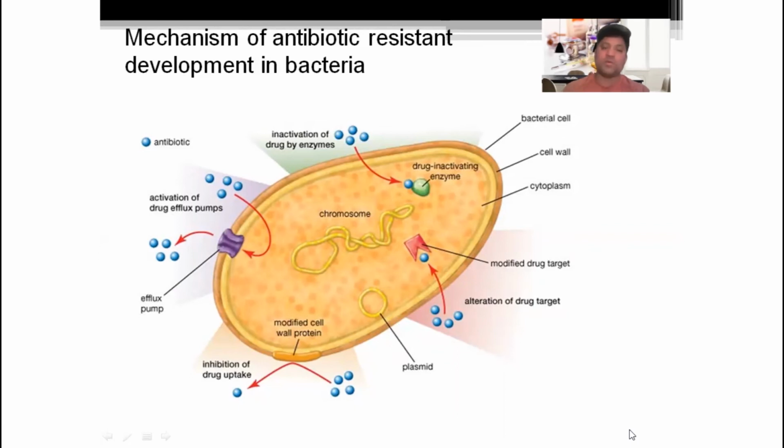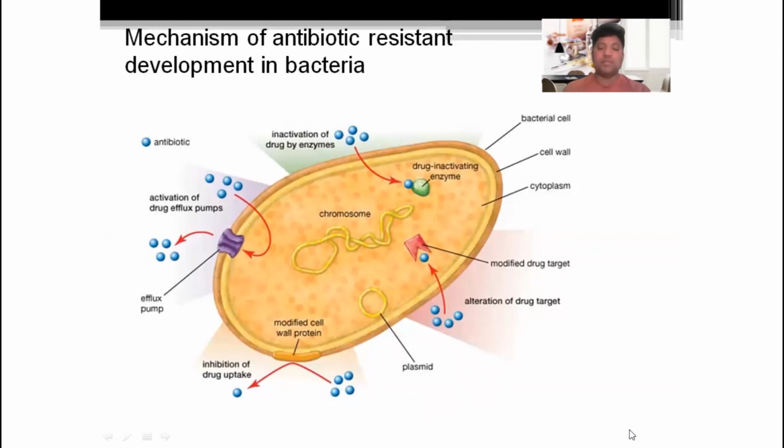If the target is modified, its chemical nature is changed, its chemistry is changed, then the drug is unable to attach to its target or to a particular domain. So bacteria become resistant.